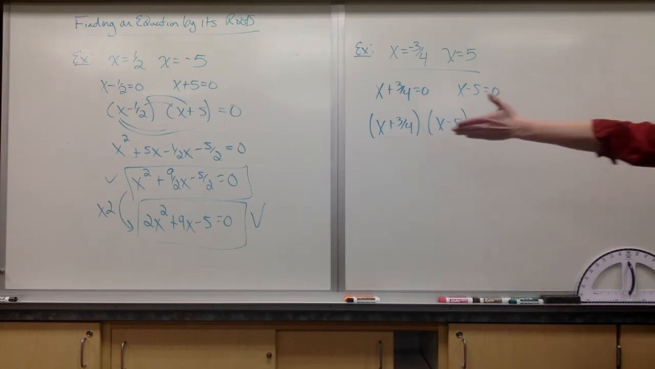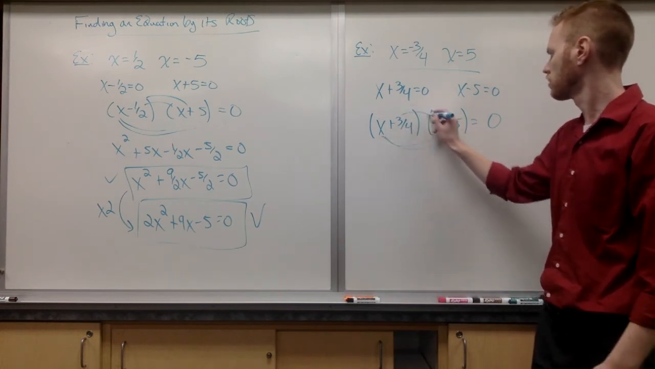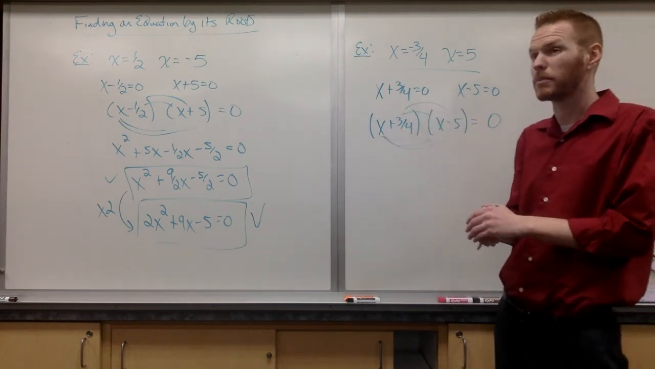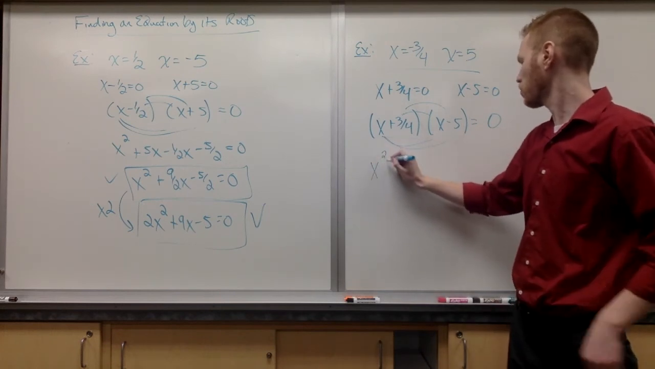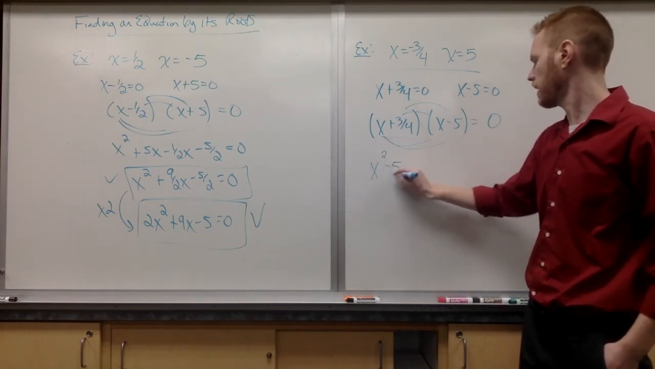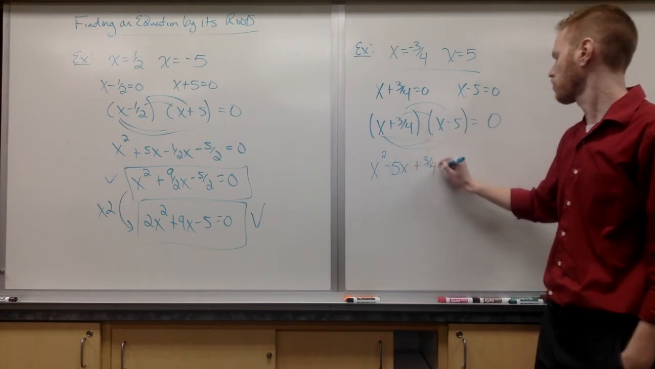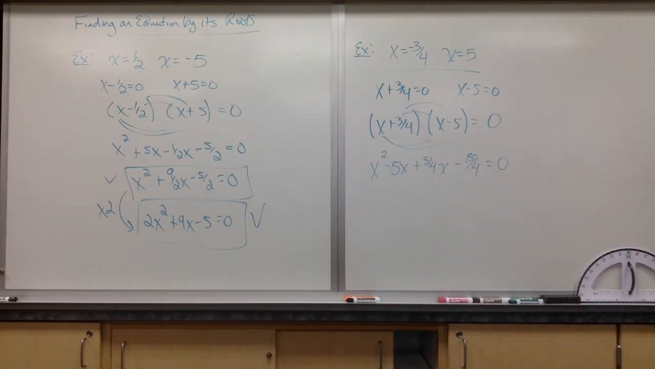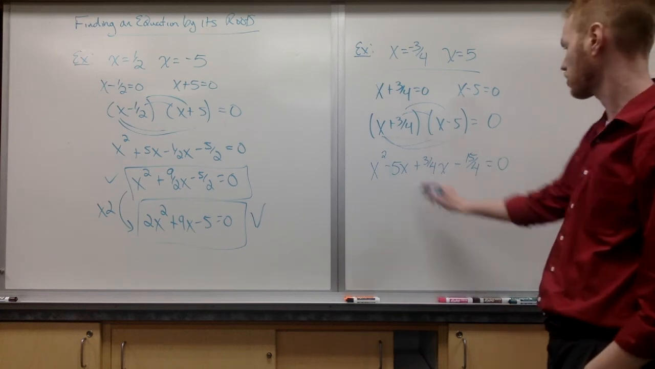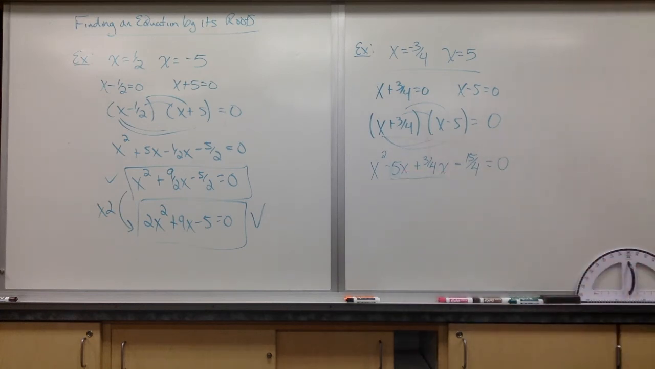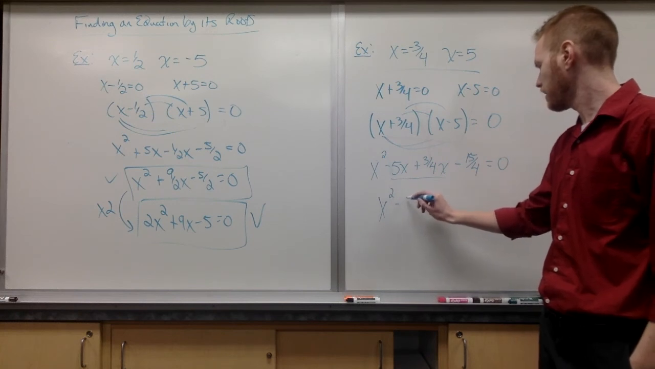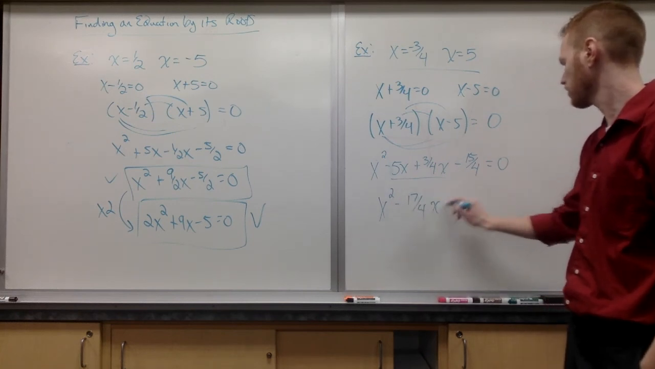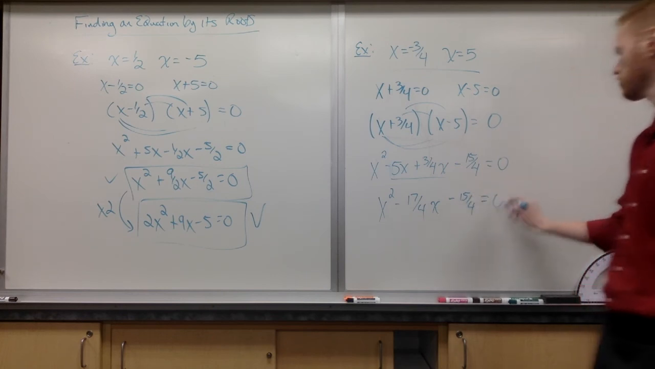Next step, just like we did in the previous example, distribute to fully expand this. We have x squared minus 5x plus 3/4 x minus, was it 15/4? Equals 0. Okay, next, we want to combine some terms. We're going to combine these guys together. We get x squared, would that be minus 17 fourths x minus 15 fourths equals 0.